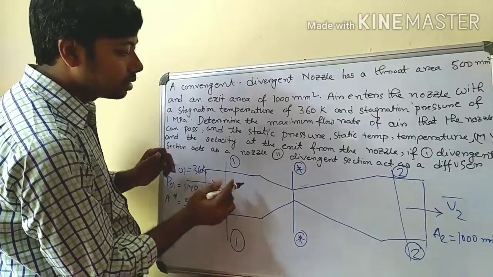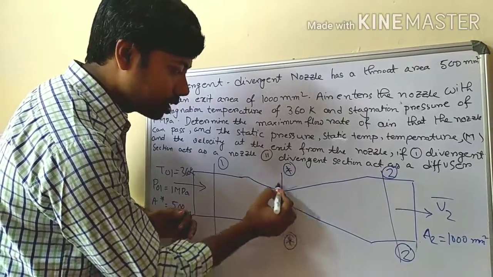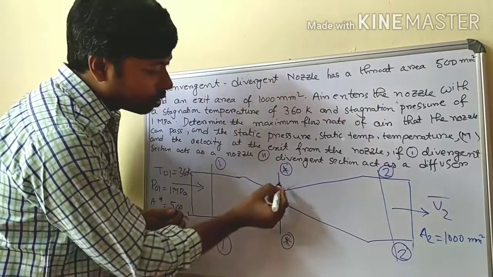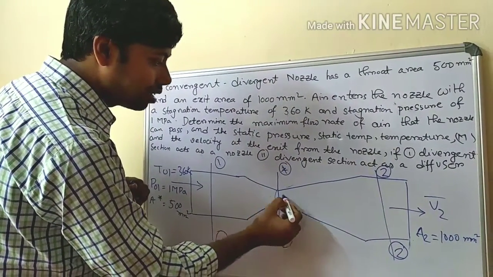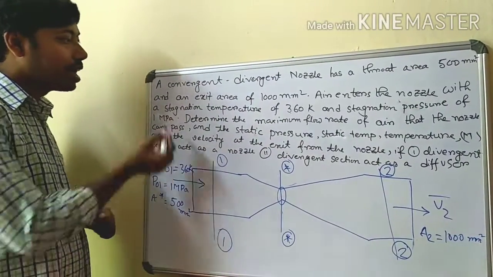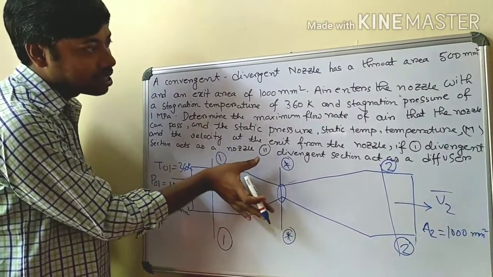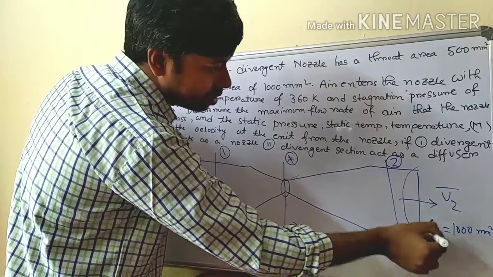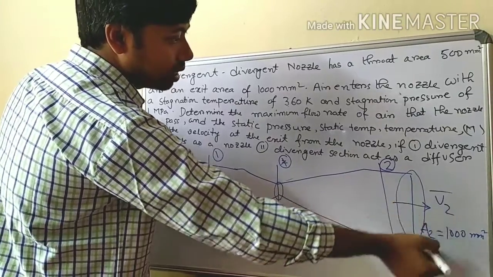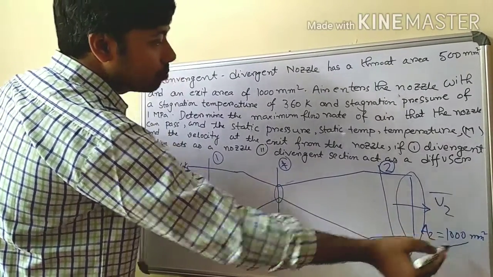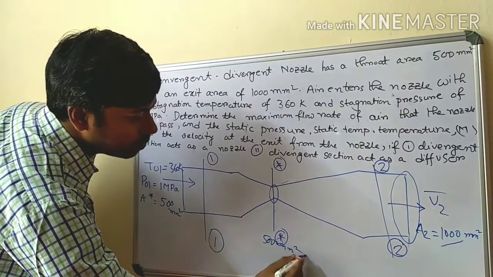So basically a convergent divergent nozzle has a throat area. This is the throat, as you know, the area where the cross section area is minimum. The throat area is given as 500 millimeter square. And the exit area of the duct system is this, the exit area, basically 1000 millimeter square. So this is A2, that indicates A2 is equal to 1000 millimeter square, and the throat area is 500 millimeter square, as given in the numerical.